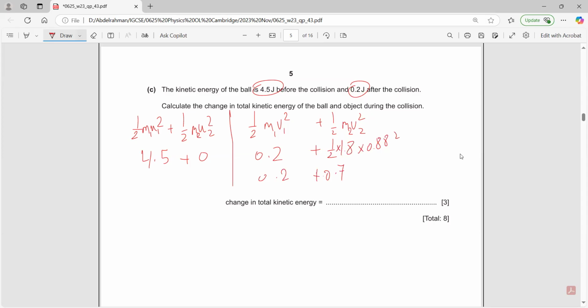Before the collision, it was 4.5. After the collision, it was 0.9. What is the difference? How can I find the difference? 4.5 minus 0.9 would be 3.6. So basically, all I did was 4.5 minus 0.9, which is 3.6 joules. This is the change in kinetic energy.